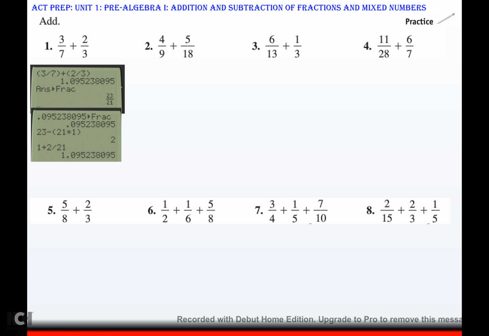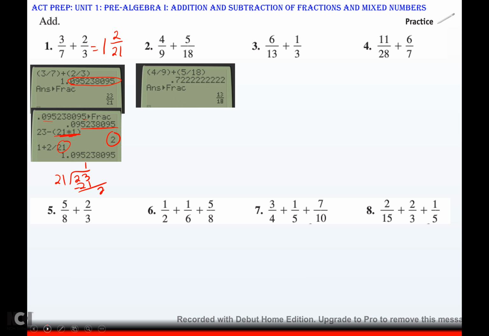Okay, so for this one, I get 1.09, which means 1 whole time and this much left over. Well, what is that as a fraction? I type in the 0.0925 blah, blah, blah. When I try and math and or enter it, it gives me a decimal back again, which means it doesn't have enough decimal places to round for me. So you're taking 21 into 23, which we already know goes 1 whole time. Well, 1 times 21 is 21. 23 take away 21 is 2 left over, which means I have 1 and 2 over 21.